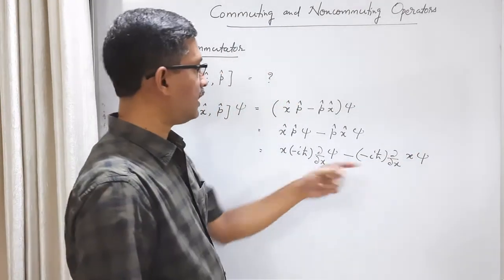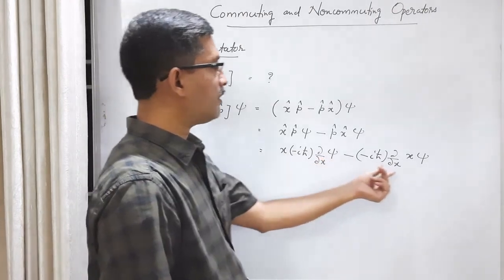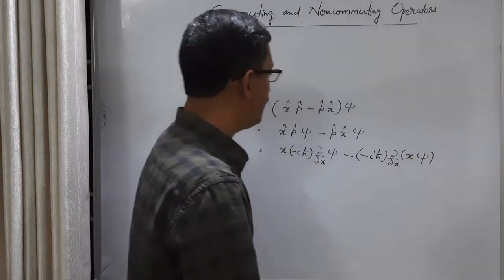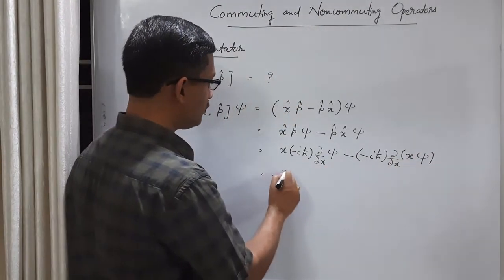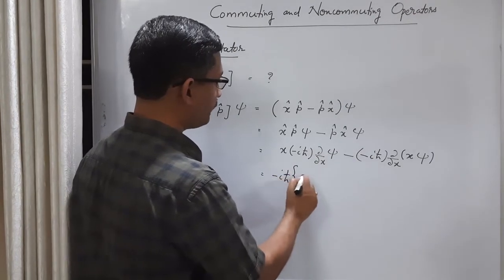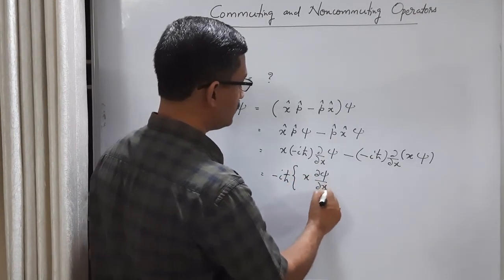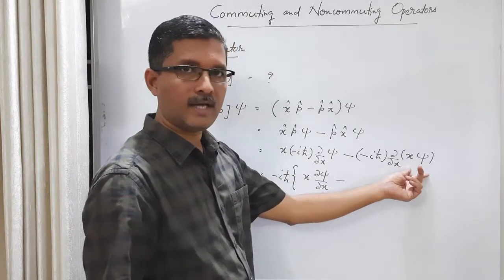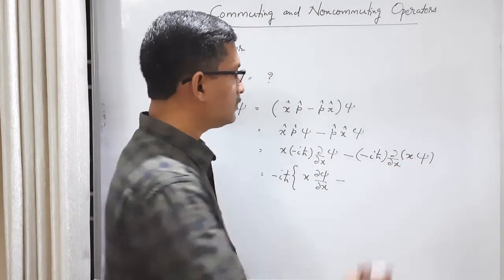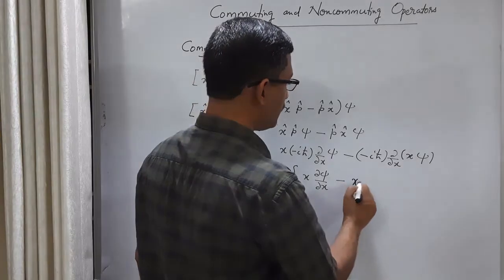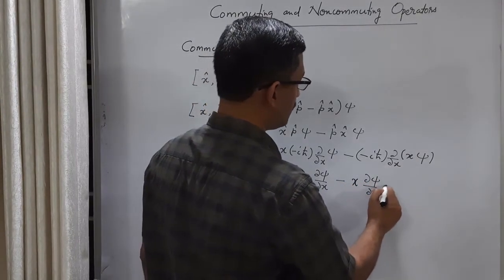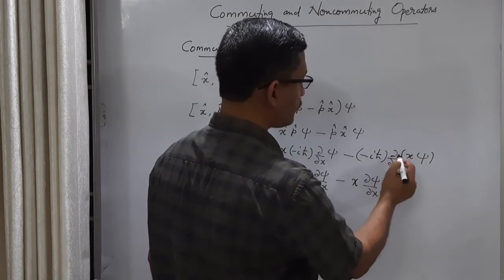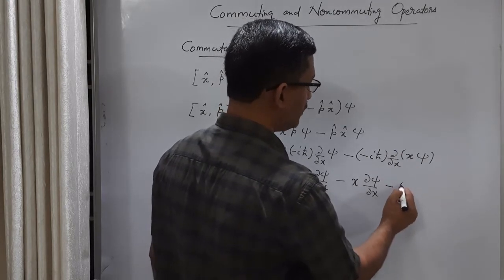So the difference in these two cases is that here del by del x acts only on psi, whereas here del by del x acts on both x and psi. Let us put a bracket here. Let me take minus i h-bar outside. So minus i h-bar into x del psi by del x minus, I have taken this minus i h-bar outside. Now here del by del x is acting on x psi, so we can apply the product rule here. First function into derivative of second function, then plus, so there is a minus here, so the next term also will be minus. Minus derivative of first function times second function. Del x by del x is 1 into the second function psi.